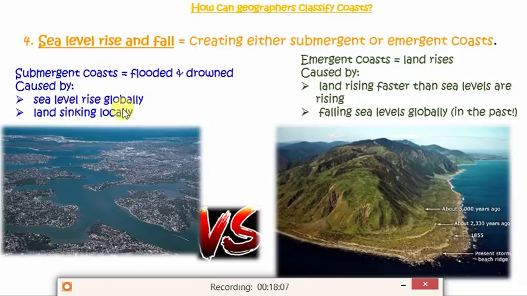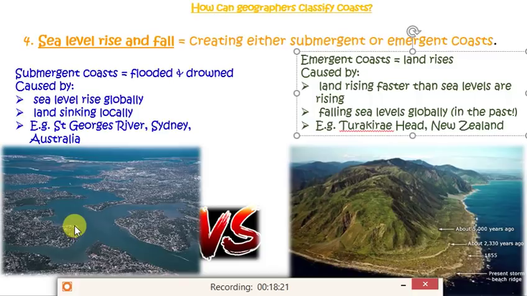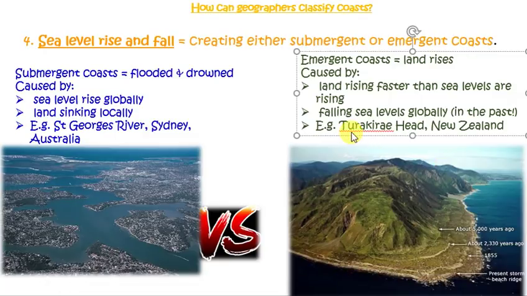The example of the submergent coast in the left-hand photograph is the St. George's River in Sydney, Australia, and the example of an emergent coast on the right-hand side is Turakirai Head in New Zealand. It is a bit of a mouthful, and it is tricky to spell.